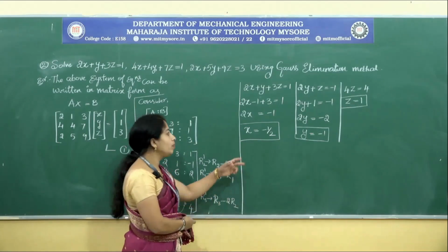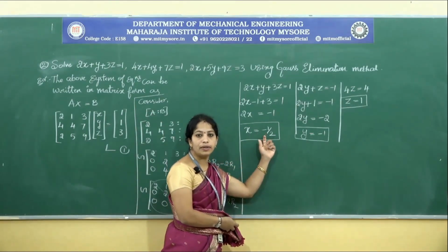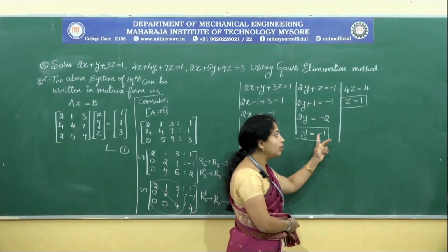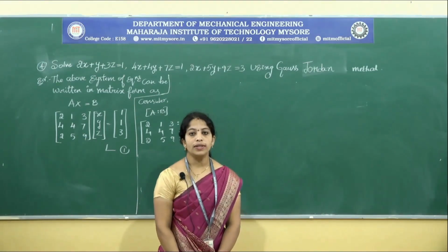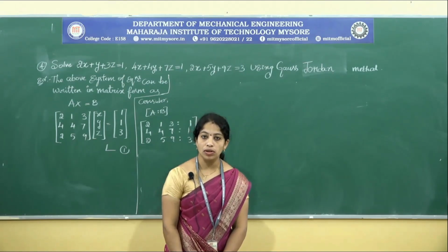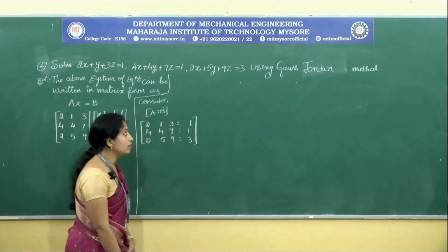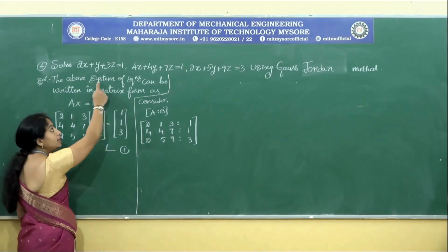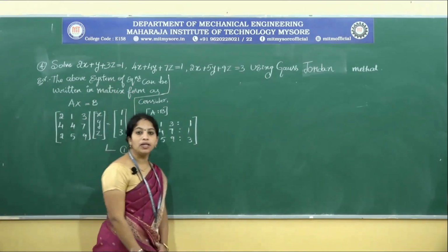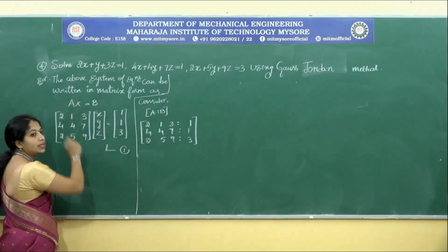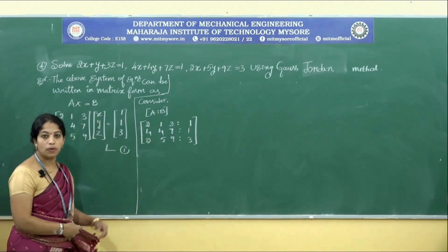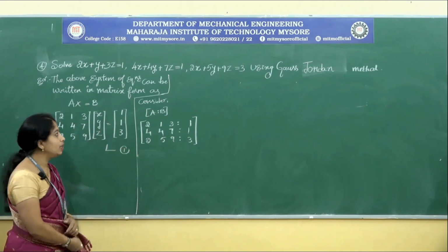Now the solution is, the value of x is minus 1 by 2, y is minus 1 and z is equal to 1. Now let us solve the same problem by using Gauss-Jordan method. We have to solve this system of equations by using Gauss-Jordan method. In the solution, write the given system of equations in matrix form, that is Ax equals B.